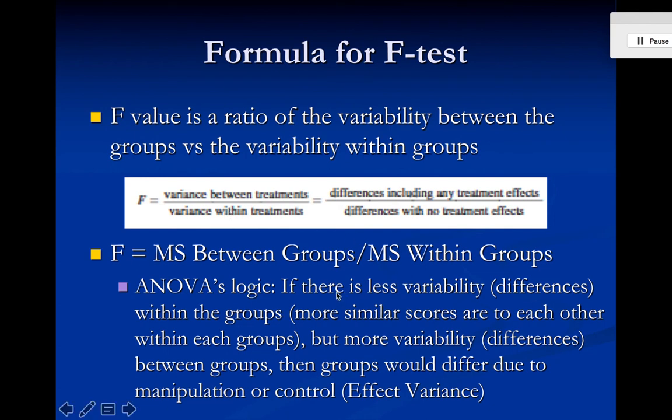What we're saying here is, if there is less variability or less differences within the groups, so the more similar that scores are to each other within the groups, but more variability between the groups in terms of the group averages, not between the group scores, between the group averages, then the groups would differ due to my manipulation or control. So again, in other words, if the within value is low and the between number is high, I'm going to expect my F value to be high as well. That's the logic behind ANOVA.